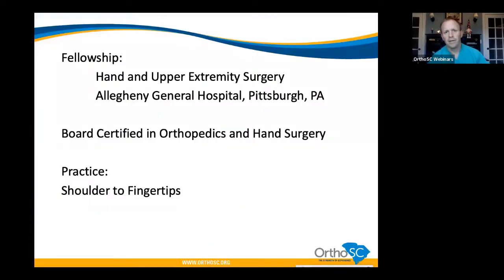My hand fellowship was at Allegheny General Hospital in Pittsburgh, and I'm board certified in orthopedics and hand surgery. My practice goes from the hand, from the fingertips all the way up to the shoulder, and that's what I focus on. That's probably 80% or more of what I do. I also take call at Conway Medical Center, where we do a lot of fractures and other various complaints.